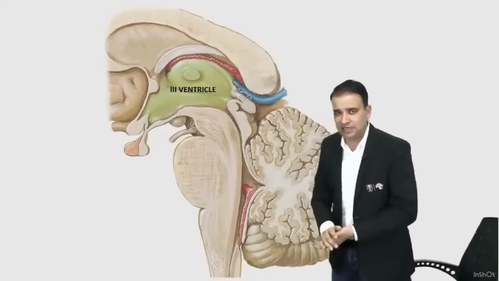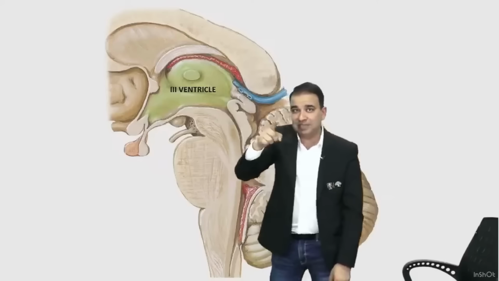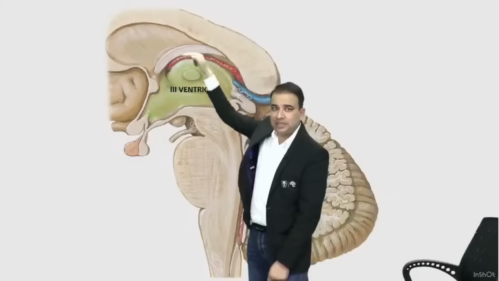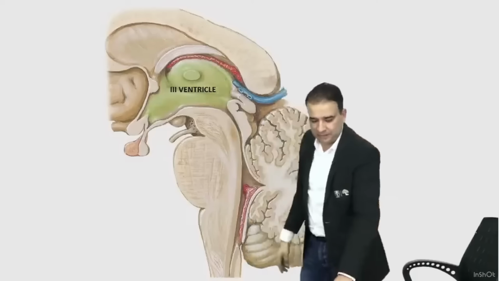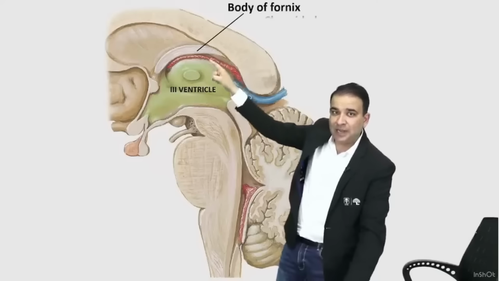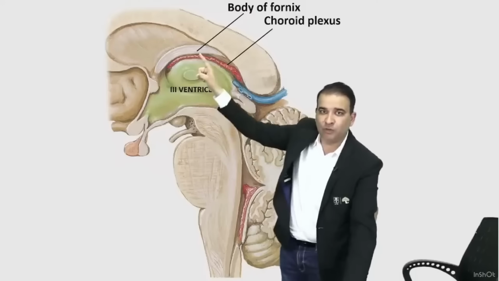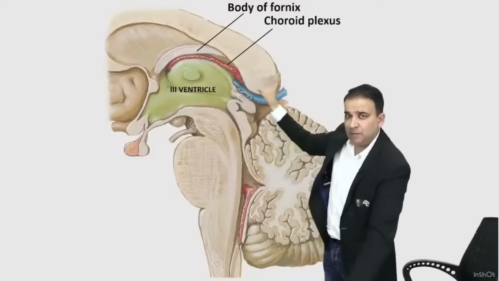Let's see this in another section. Now below the septum pellucidum you can see the fornix. I want you to remember the sequence, guys: corpus callosum, septum pellucidum, and then the fornix. That's the body of the fornix. And below that we have what? We have a choroid plexus here. So I can say in the roof of the third ventricle we have the body of the fornix and the choroid plexus. Agreed? Posteriorly, that's the splenium of the corpus callosum.